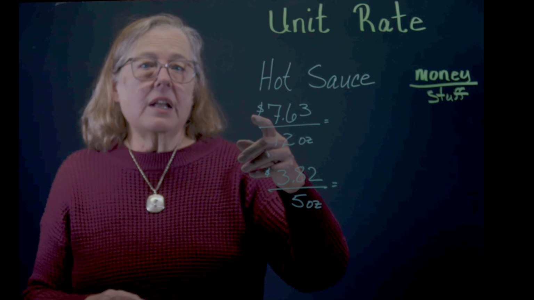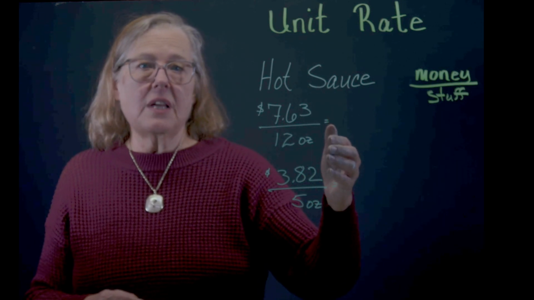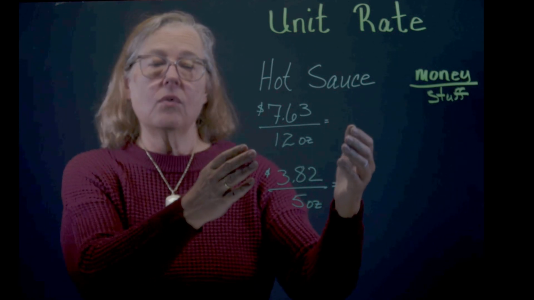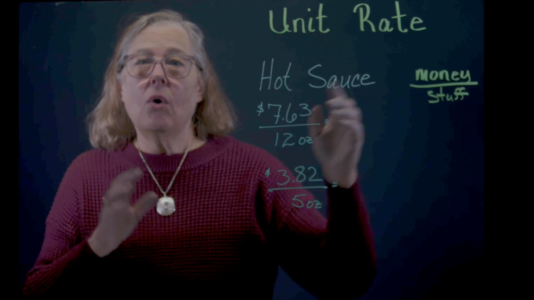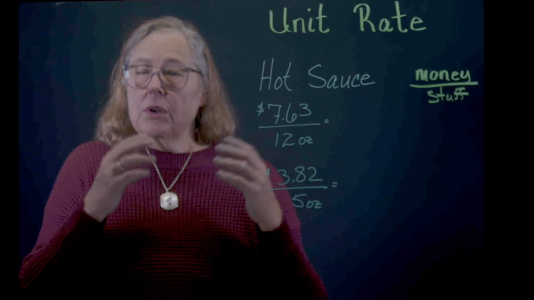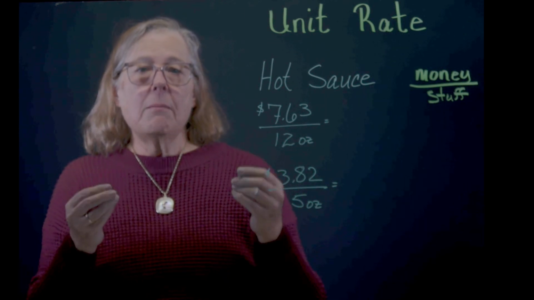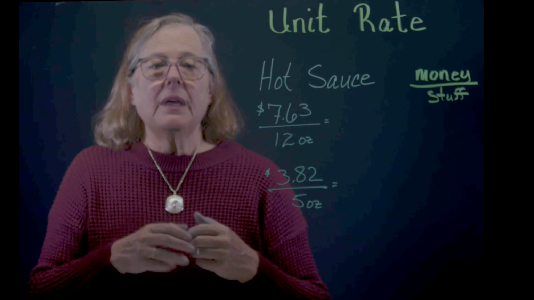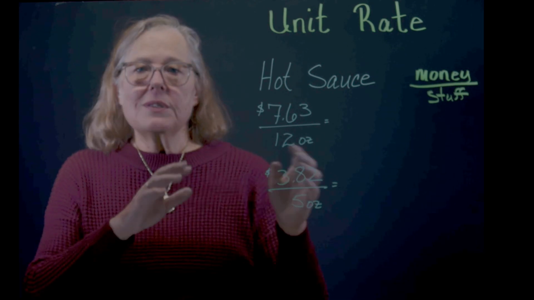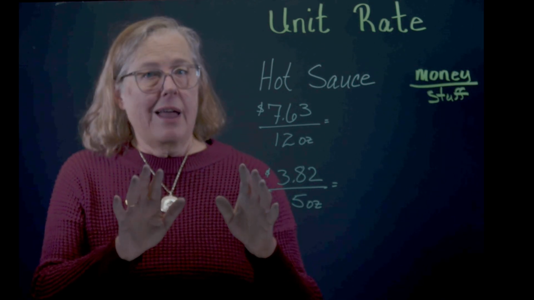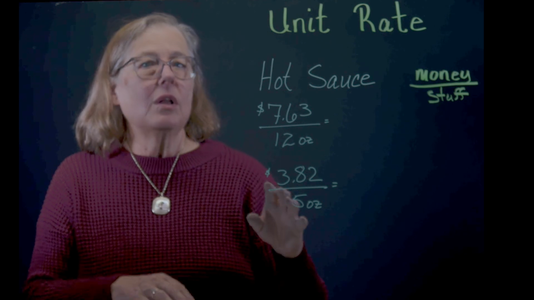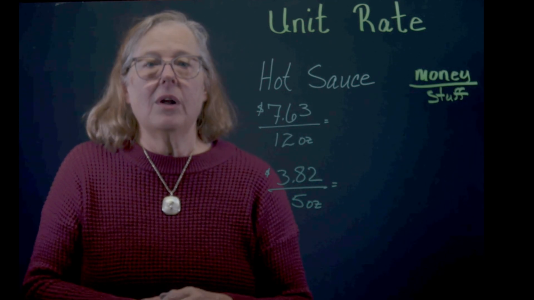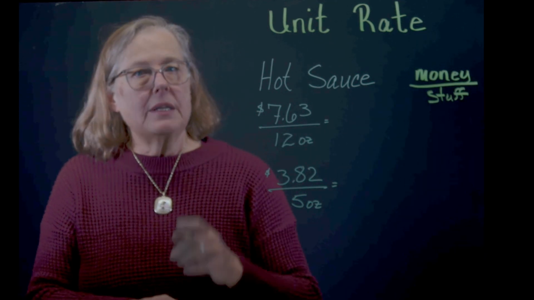Again, I'm going to write it so that I have the money over the stuff. In this case, it's money over ounces. Money always goes on top. So when you're thinking about unit rate, if you're talking about money, money goes on top. You might have a really weird situation where the money's on the bottom. That could happen, right? But that's really unusual. When I'm comparing prices and I want to know which one's the cheapest though, money's going to go on top.